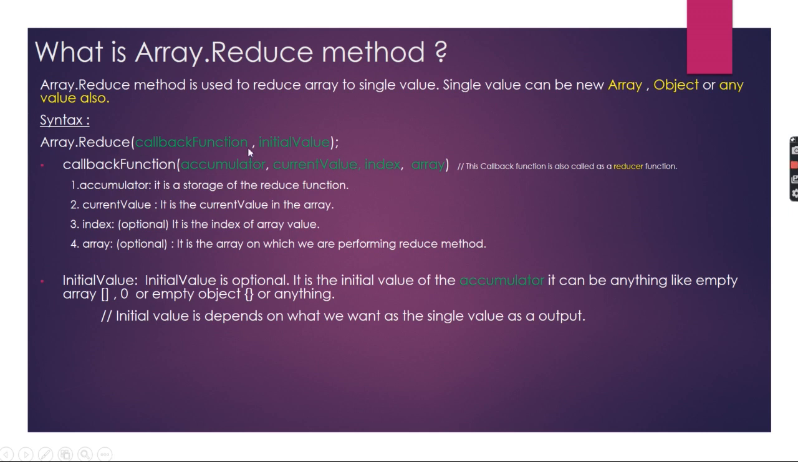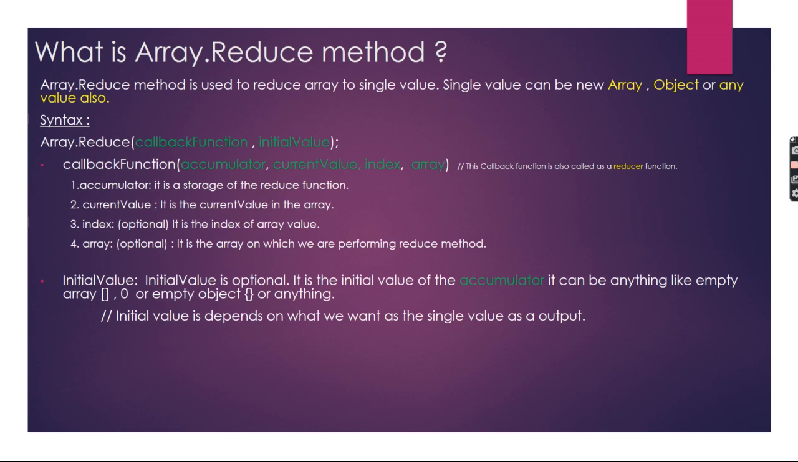The second parameter in the reduce method is the initial value. It is also optional. If we don't provide this initial value, then the first element of the array gets assigned as the initial value. And see here, the initial value is the initial value of the accumulator. This is an important point, I will explain this. This initial value can be an empty array, 0, an empty object, or anything. We will discuss why it is an empty array, empty object, or anything, as we will assign this according to the condition.